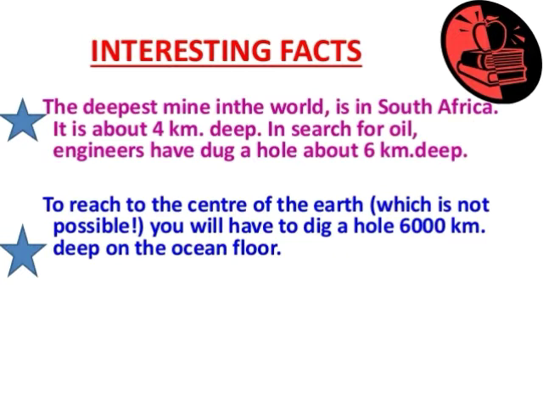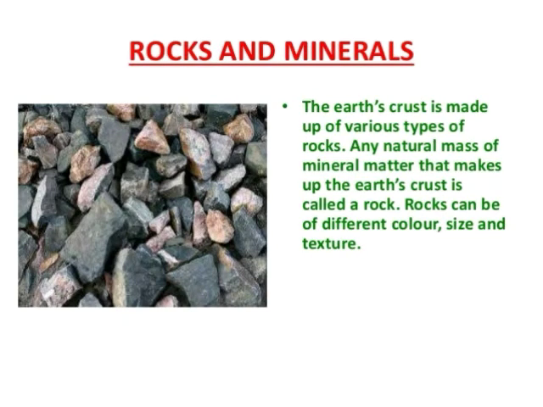Now, we will discuss about the rocks and minerals. The earth crust is made up of different types of rocks. You might have seen the rocks. What is a rock? It's a mass of mineral matter that makes the earth crust. Okay, rock can be of different size, different color and different texture also. We mainly classify rocks into three categories: igneous, sedimentary and metamorphic.